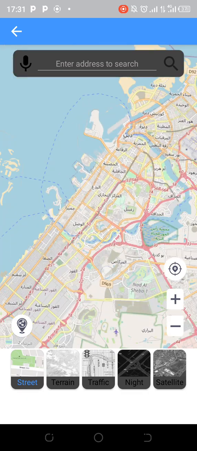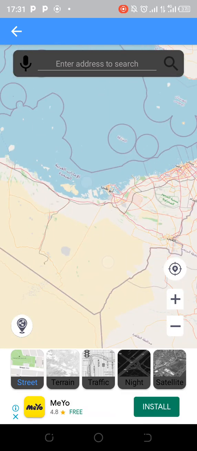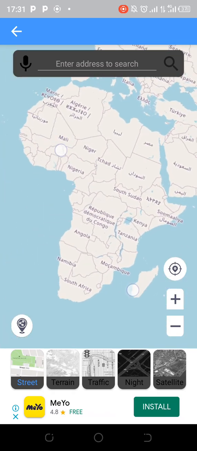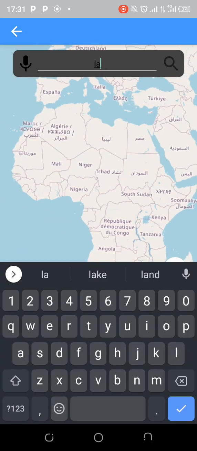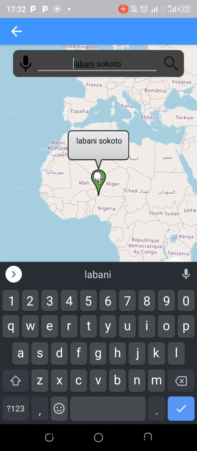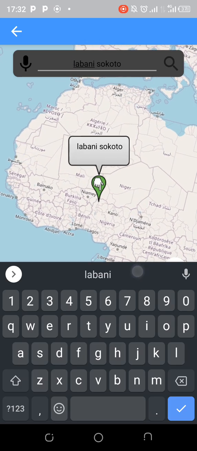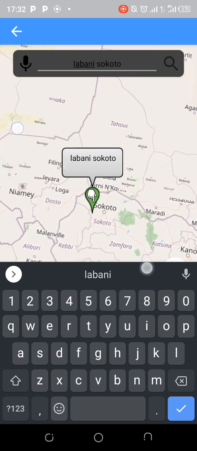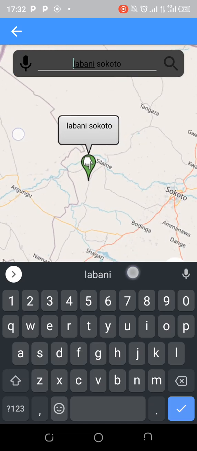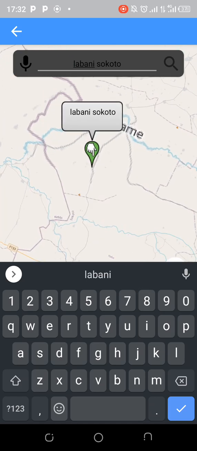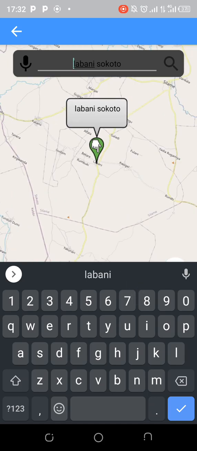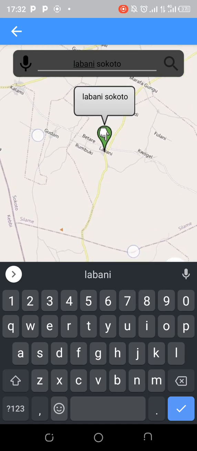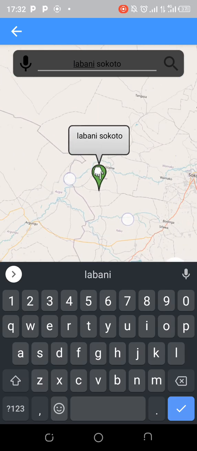Let's look at this map. Where is the house of Laban? This is the world map. So where is the house of Laban? You see, this is the house of Laban in Sokoto State, Nigeria, present-time Nigeria. You see this? This is the house of Laban, Labani. Go to where? To Padan Aram.